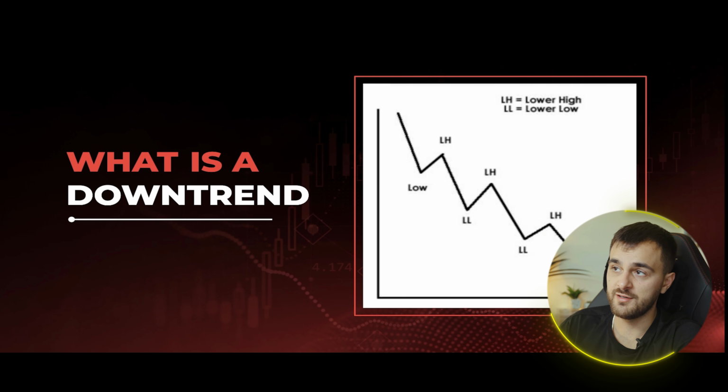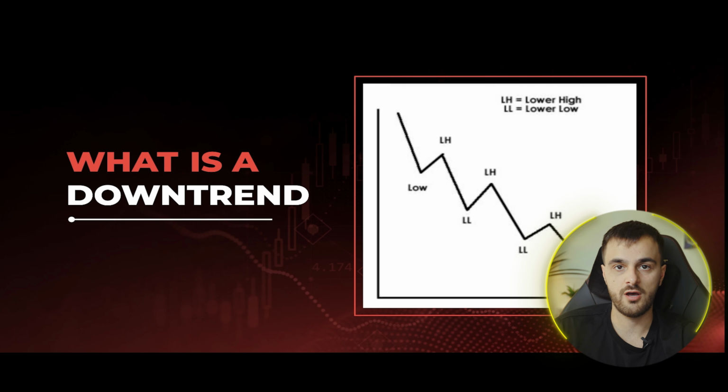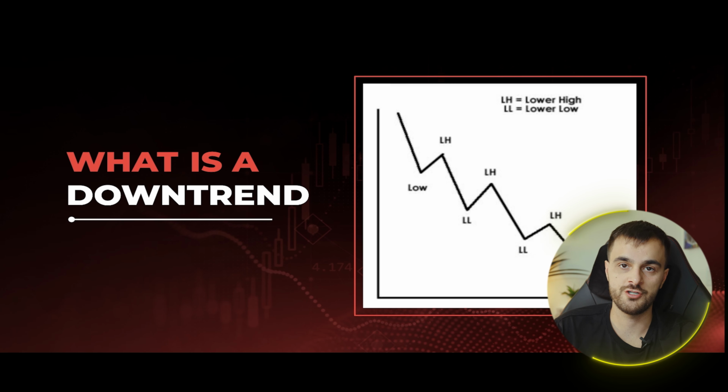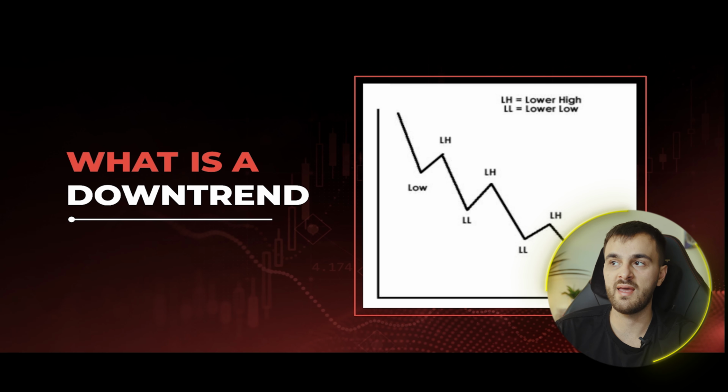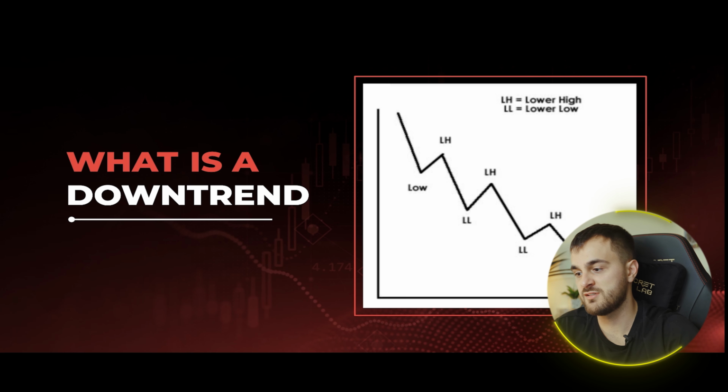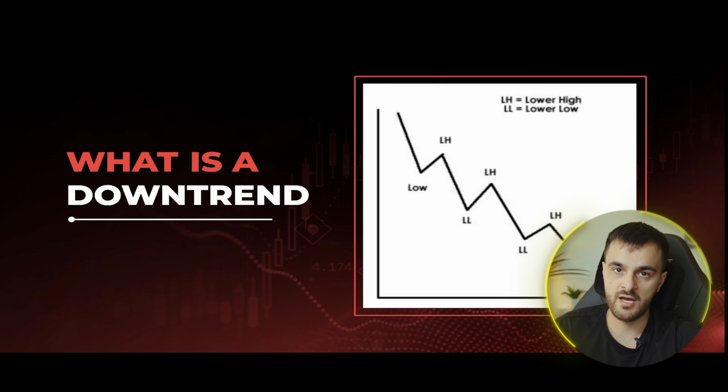So what is a downtrend? A downtrend is the exact opposite of the chart that I just showed you. It would be the exact opposite sequence. The market's going to be making lower lows and lower highs. This can be identified on any time frame.